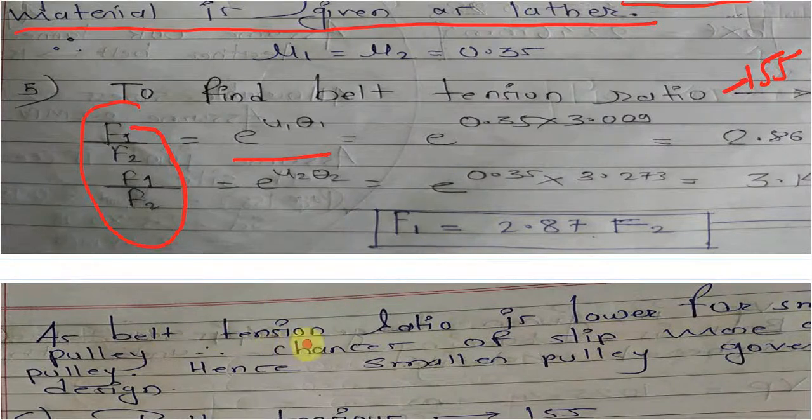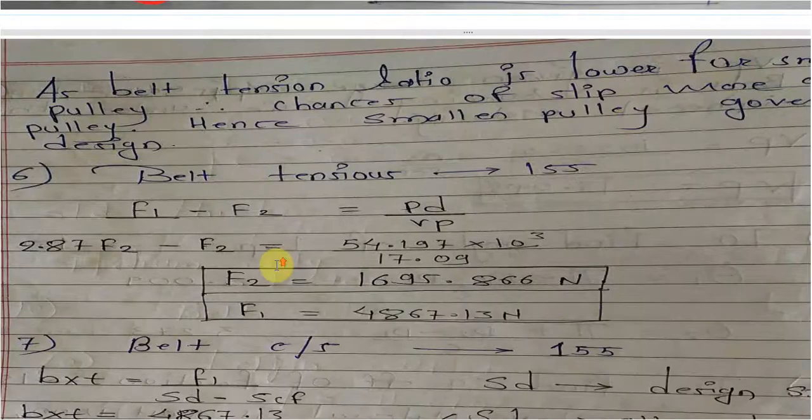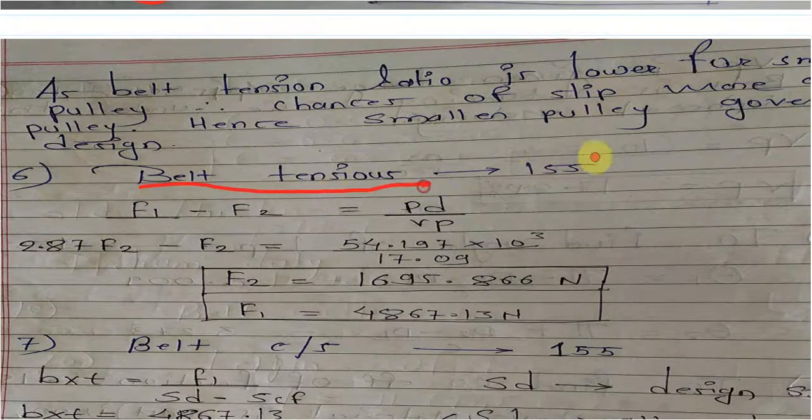As the flat belt tension ratio is lower for a smaller pulley, the chance of slip is more on a smaller pulley. Hence, the smaller pulley governs the design. Now, step number 6, belt tension. Just go to page number 155. F1 minus F2 equals P D minus V P, just put the values and get the answers F2 and F1. Okay, they are all in newtons.